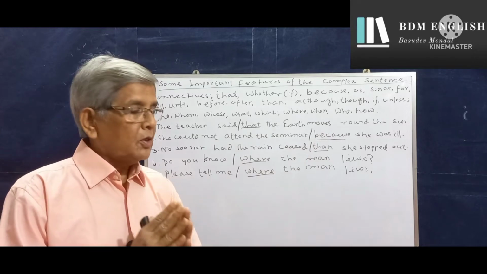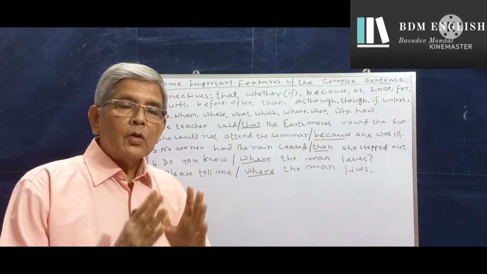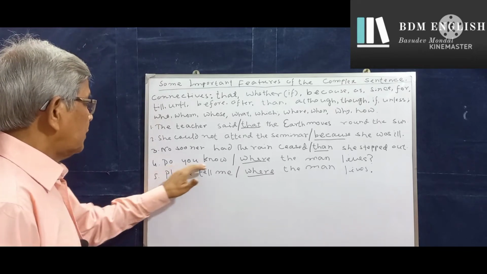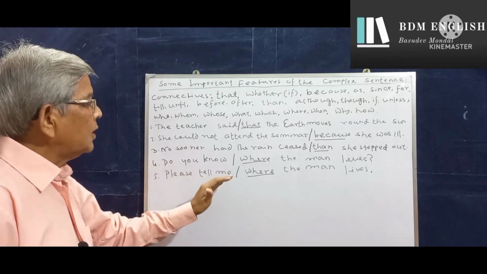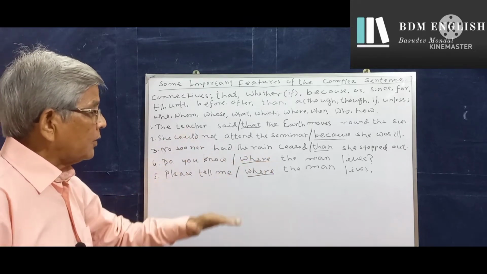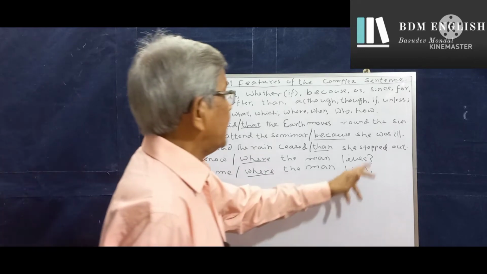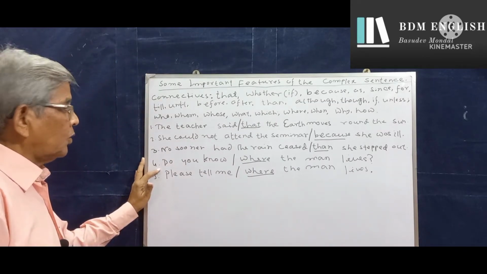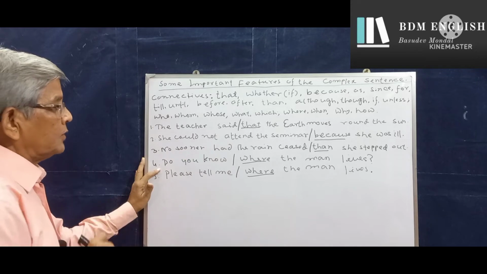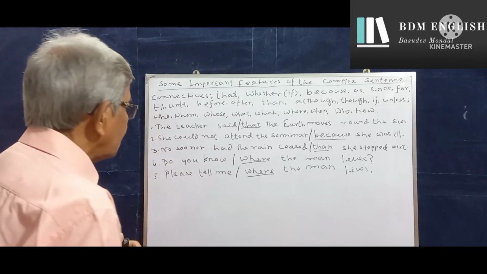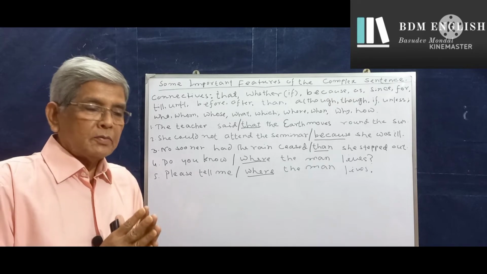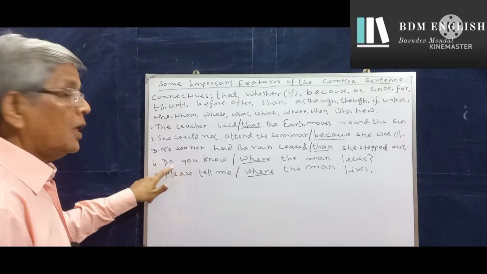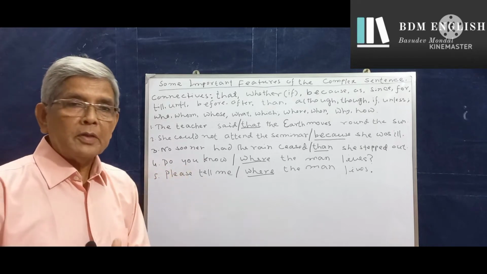When the principal clause is interrogative, the whole complex sentence is interrogative, as in sentence number 4. The principal clause is interrogative, so the whole complex sentence is interrogative, and accordingly the punctuation mark at the end of the sentence also depends on the category of the principal clause, that is, the category of the whole complex sentence. Now when we form an interrogative sentence, we usually place the helping verb before the subject. It is called inversion, as explained in our previous video.